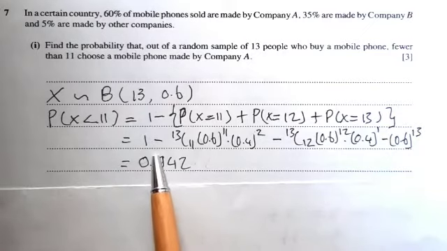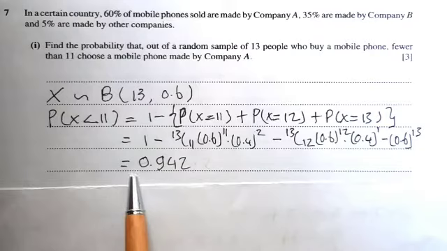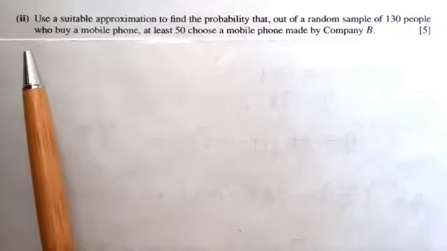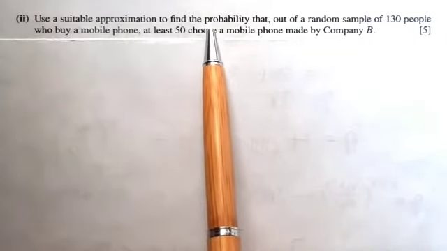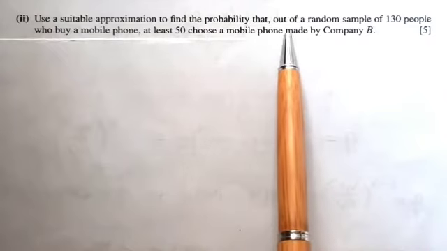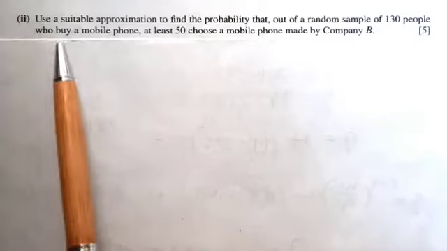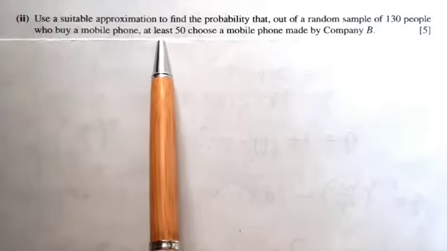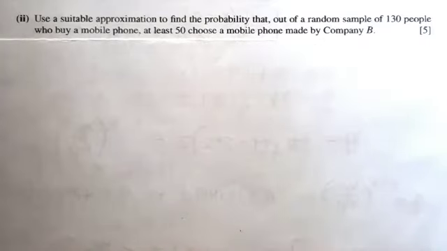You can use your calculator to calculate this, and the answer is 0.942. II. Use a suitable approximation to find the probability that out of a random sample of 130 people who buy a mobile phone, at least 50 choose a mobile phone made by company B.